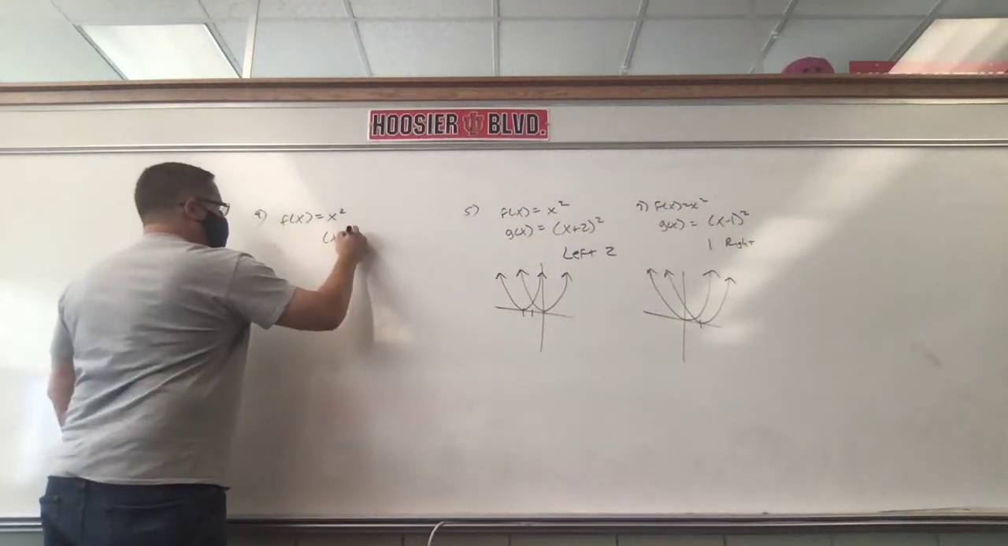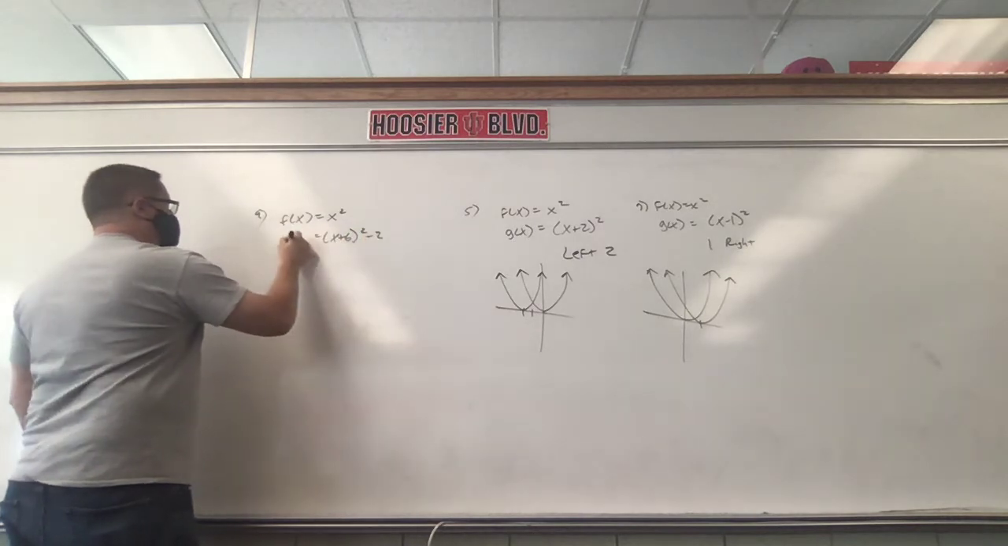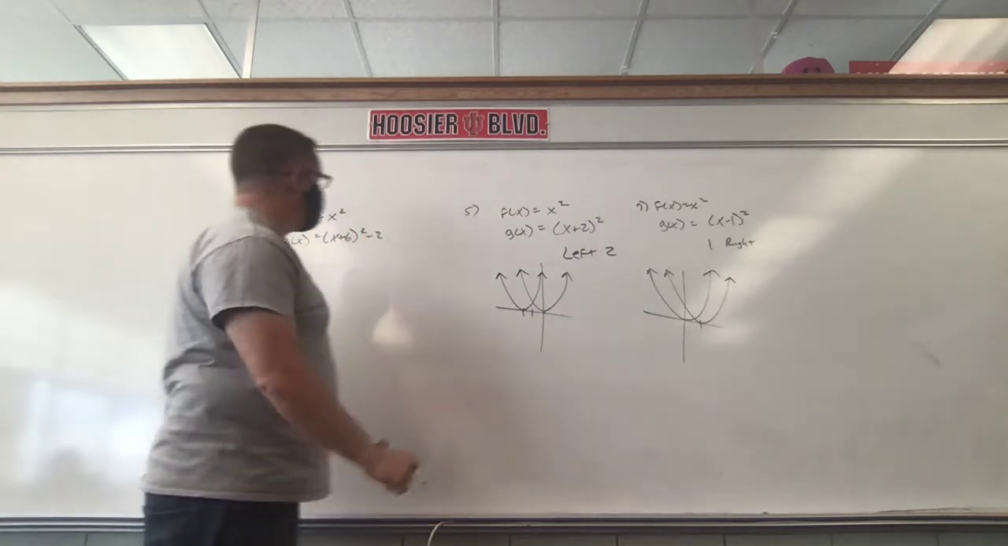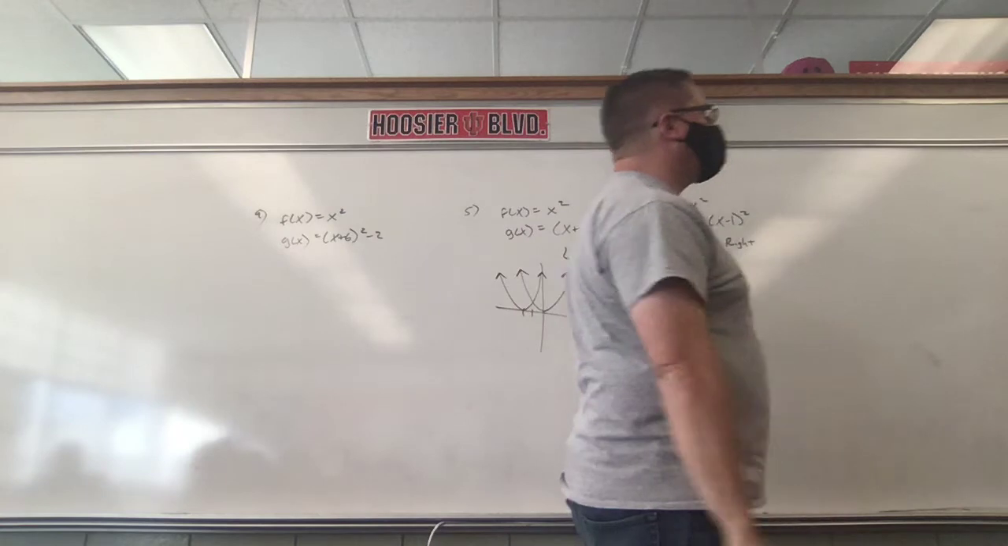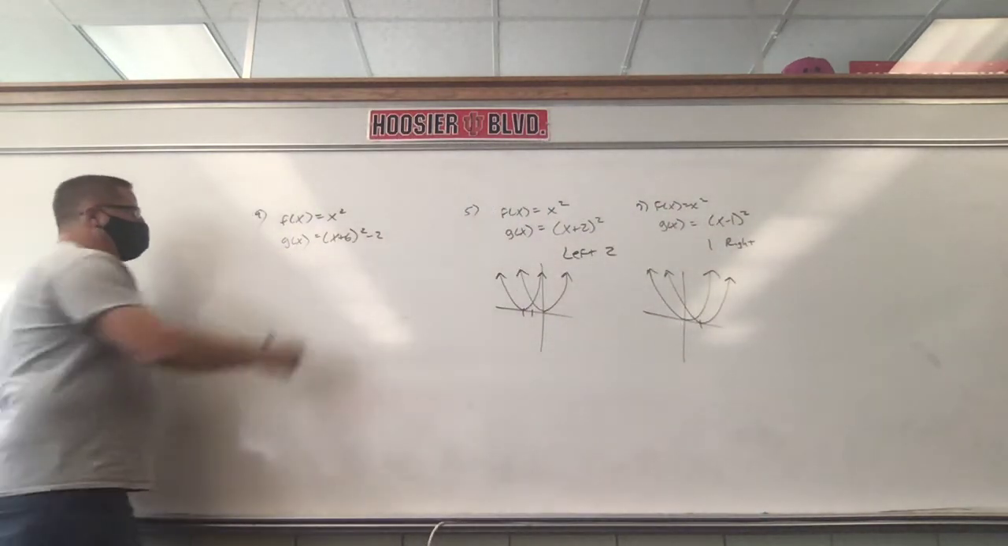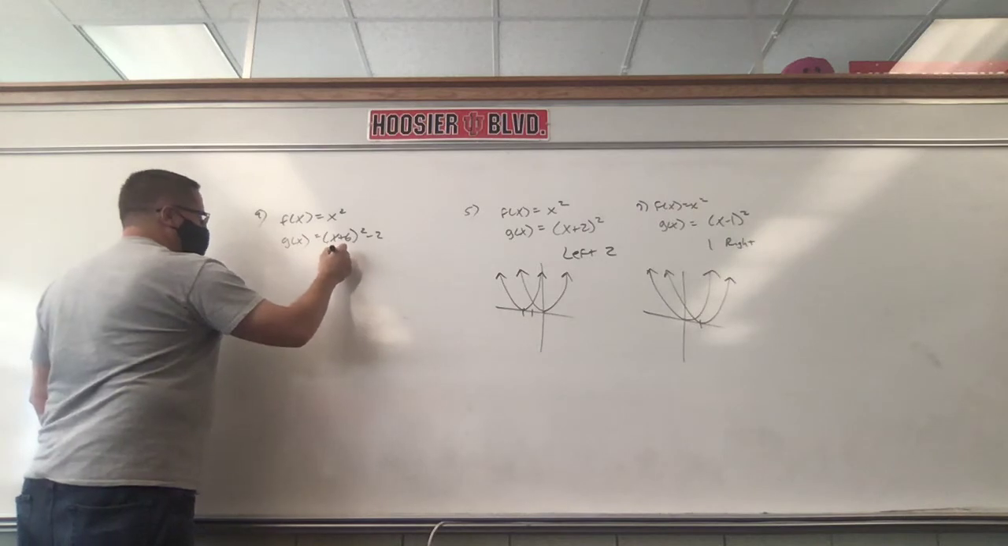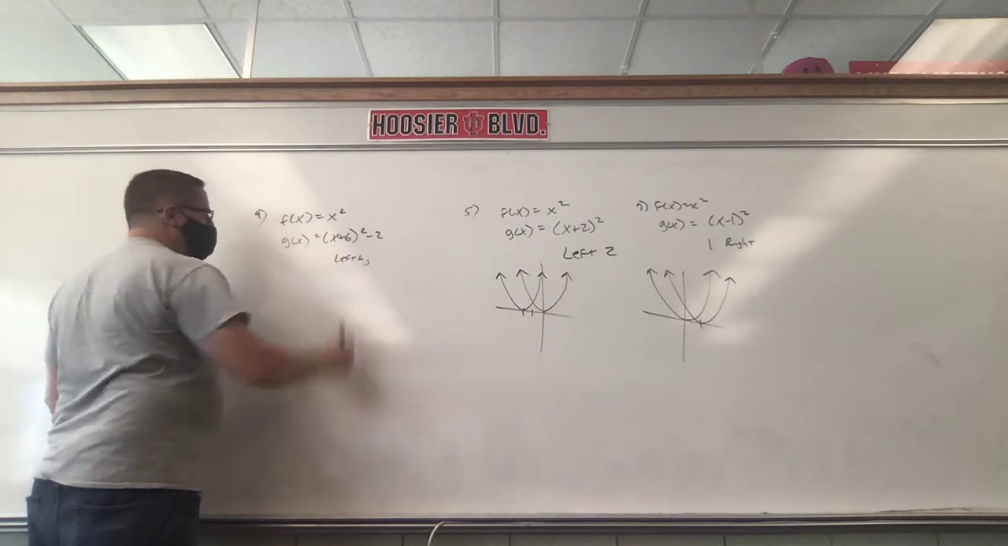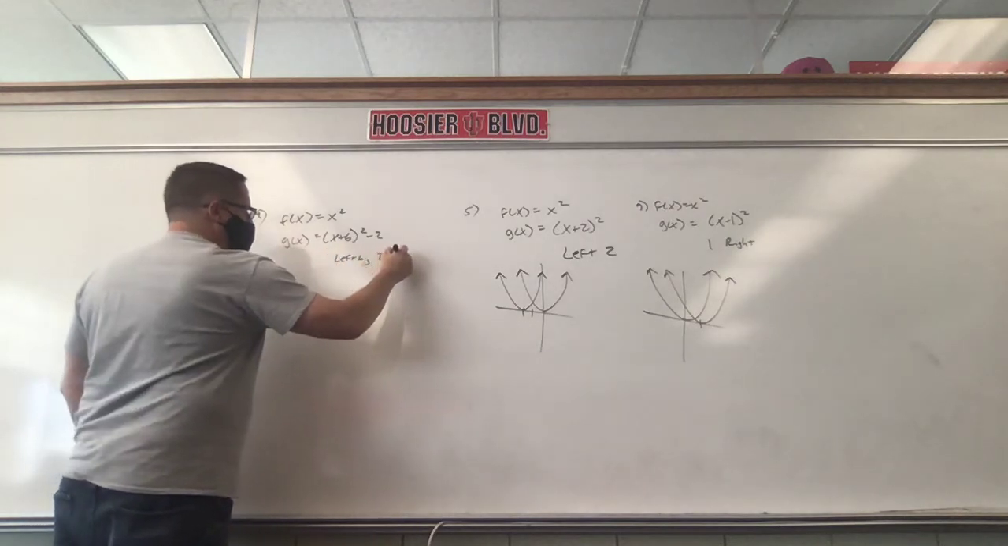X plus 6 minus 2. So we have f of x is x squared and g of x is x plus 6 squared, take away 2. This one you should be able to describe in 4 words. The plus 6 moves it left 6. The minus 2 moves it down 2.